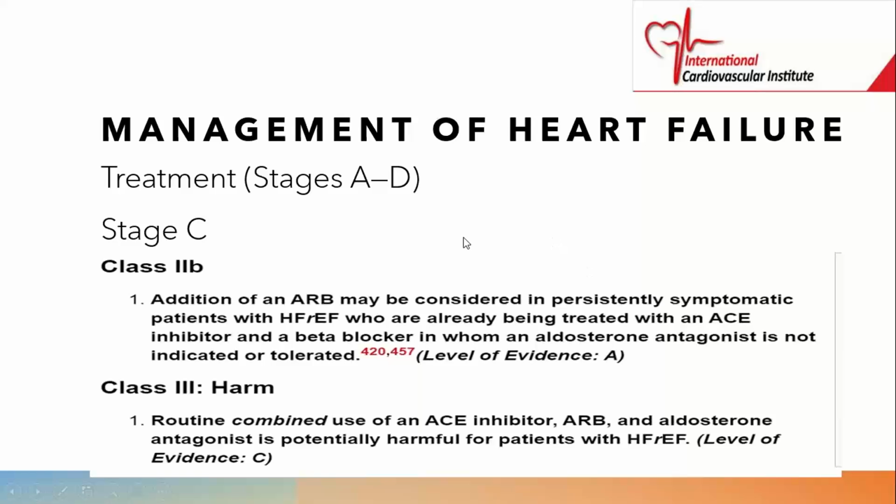They get a class 2B indication. You can add the ARB to ACE if the patient is problematic. I would not do that. Okay? Very, very few patients have an ACE and an ARB together. But if you want to do that, you can do it. It's a class 2B indication. The patient has to be very sick though. If the patient is persistently symptomatic, so very sick, you can do it. Not your regular patient. Okay.